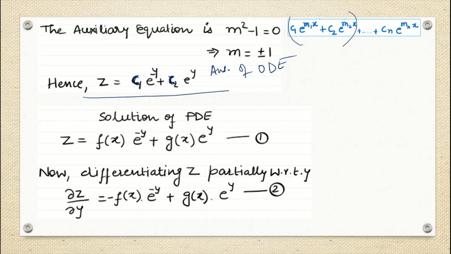But if we are going to treat it as the solution of a partial differential equation, we have to replace this arbitrary constant with an arbitrary function. This is the difference between an ordinary differential equation solution and a partial differential equation solution. So we have written down f(x) and g(x) here also. And this is actually your solution, right? But to get f(x) and g(x), we do the same thing here also.